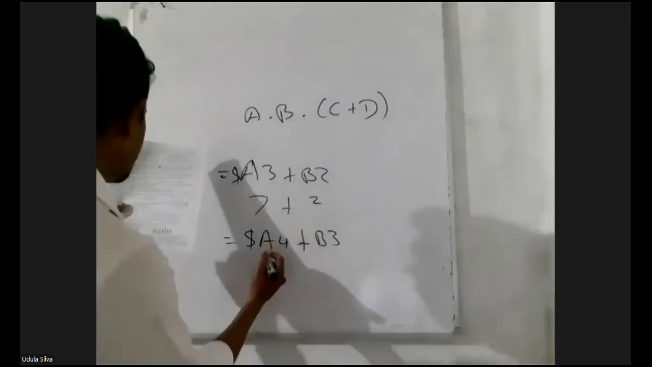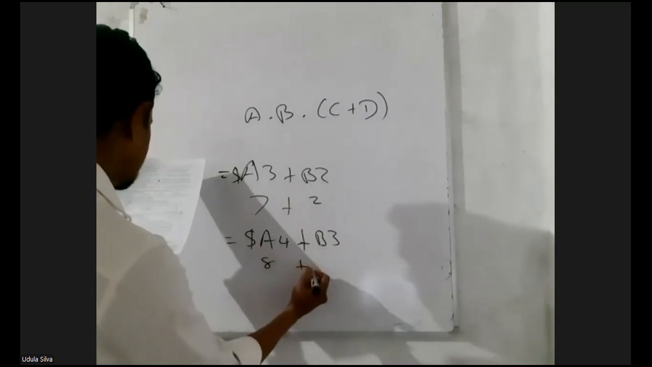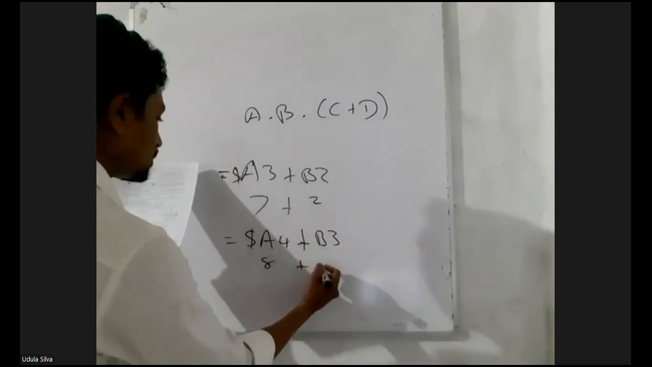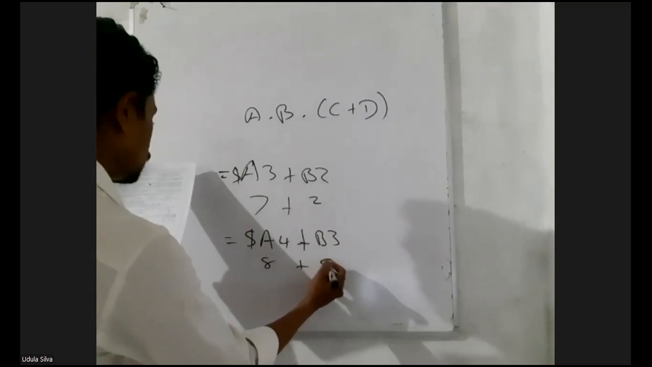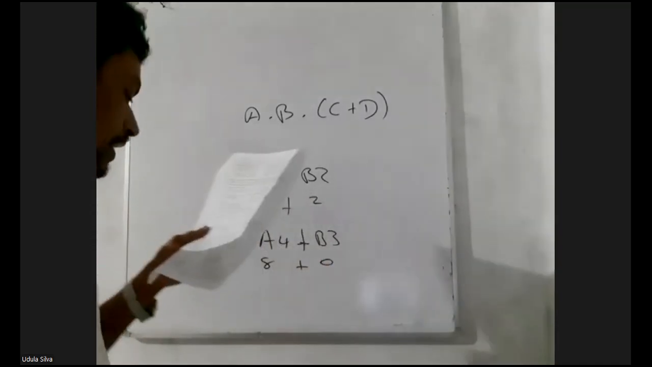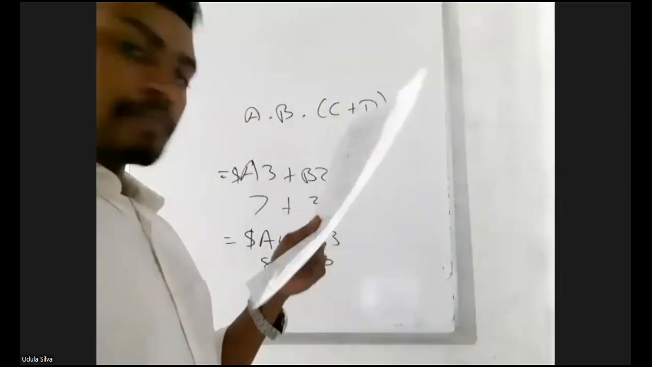Then $A4 will become, A plus B3. B3 has nothing given. Zero. So the answer is A, the second one. 22, the answer is the second one. 23, yes.